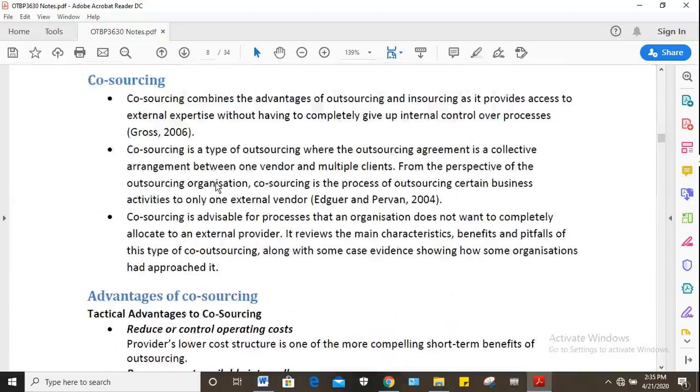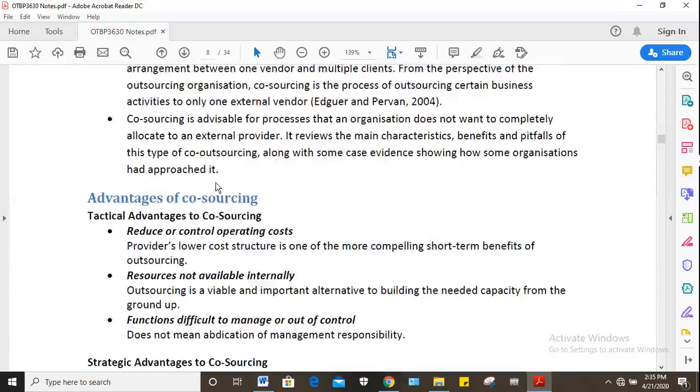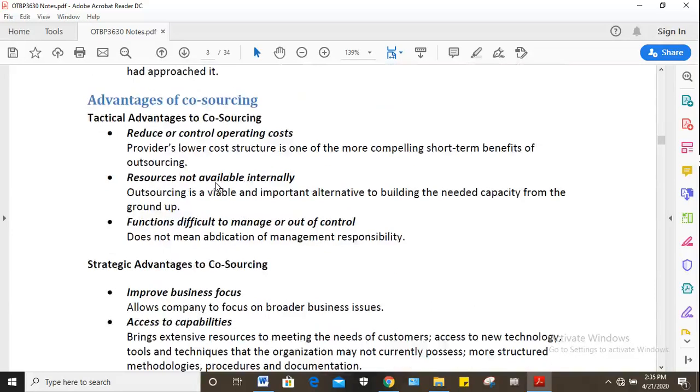Then we've got what we call co-outsourcing. This is a mixture of the pure outsourcing, where you outsource from a third party, and also insourcing, where you are outsourcing from within the company. So that's co-outsourcing. Then the co-sourcing. Then there are also advantages of co-sourcing, as you can see.